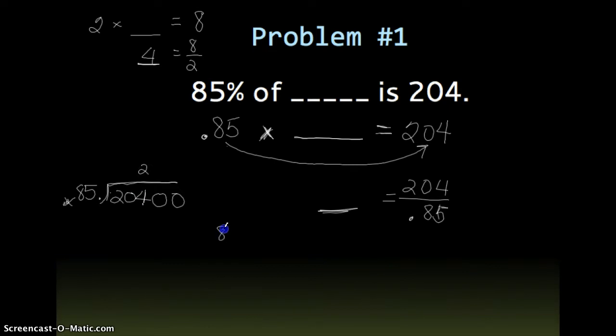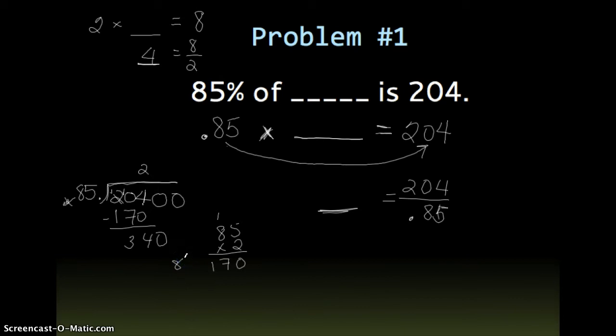Let's figure out what that is. 85 times 2, 5 times 2 is 10. 8 times 2 is 16, plus 1 is 17, so we have 170. Okay, we subtract. 4 minus 0 is 4. We can't do 0 minus 7, so we need to borrow. We have 10 minus 7 is 3. We bring down our 0.